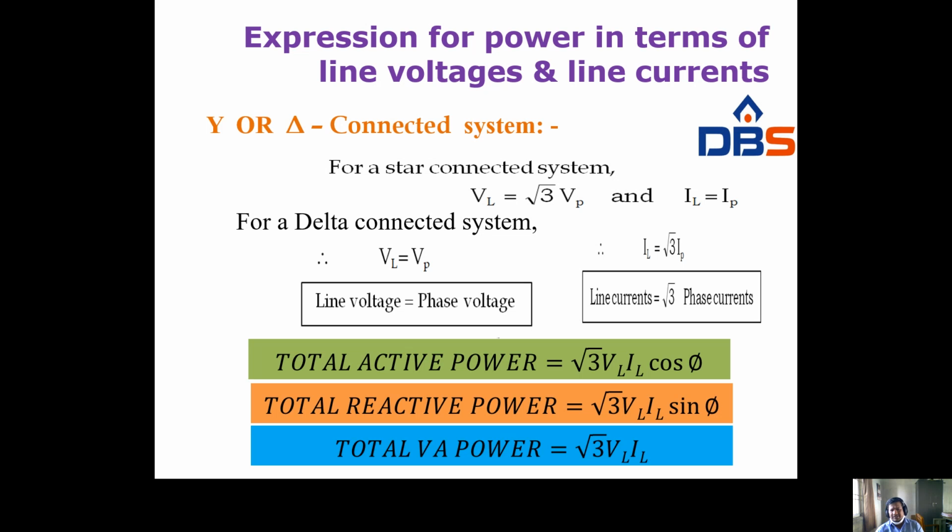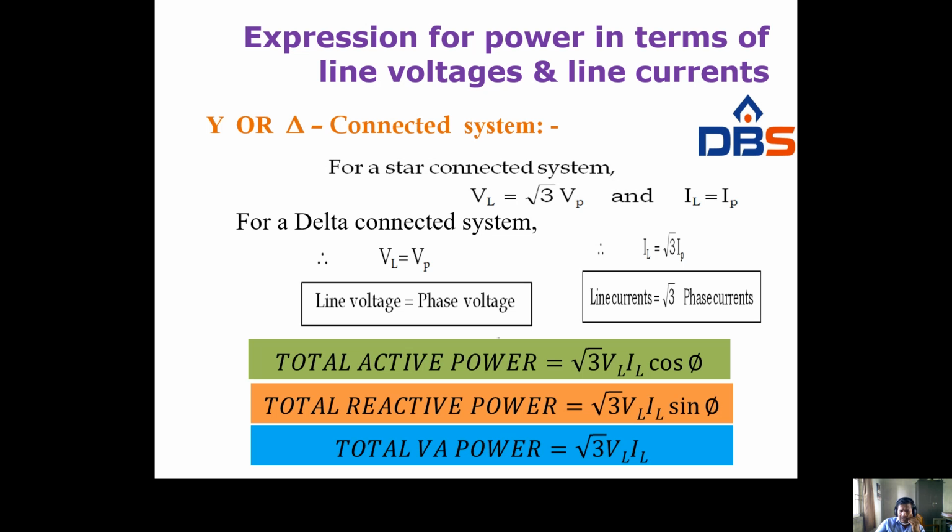Now the expressions for power in terms of line voltage and line current, for star or delta connection. This is useful for two-mark questions and also for solving problems in three-phase balanced systems. We must remember the relation between line and phase voltages and currents. In a star connected system, line voltage is equal to root 3 times phase voltage, and line current is equal to phase current. For a delta connected system, line voltage is equal to phase voltage, but line current is equal to root 3 times phase current.